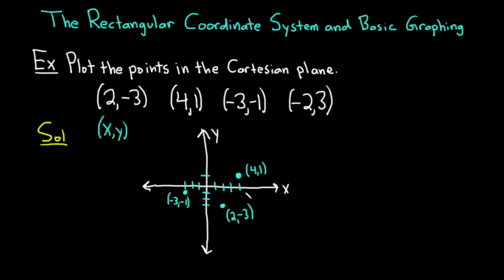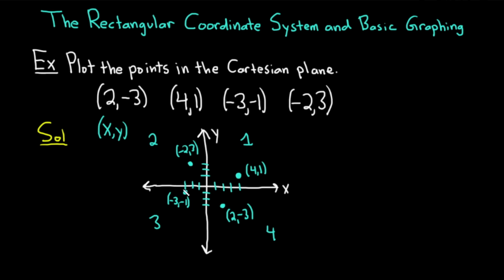Very nice. And last and certainly not least, we have (-2, 3). So we go left 2 and up 1, 2, 3. We put a dot right here. This would be the point (-2, 3). Those are our points. By the way, this region here, this is called the first quadrant. And this region here is called the second quadrant. This region down here is called the third quadrant. And this region over here is called the fourth quadrant. And this plane is called the Cartesian plane or the XY plane.